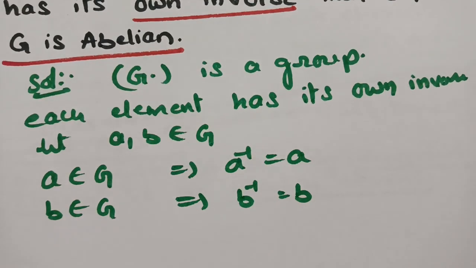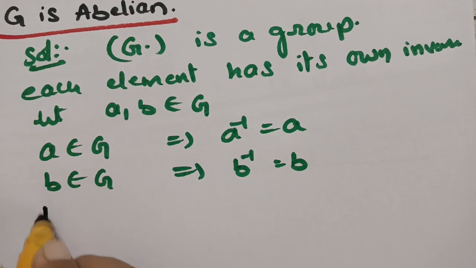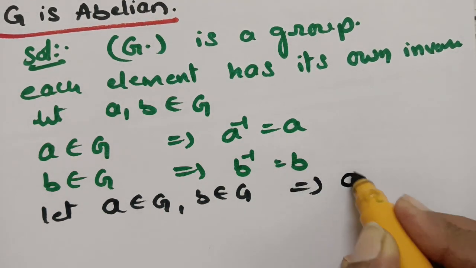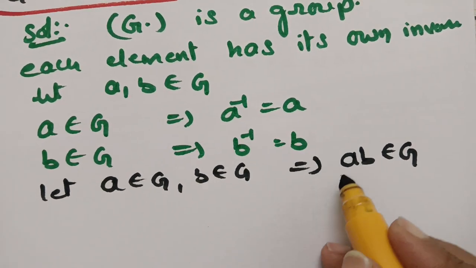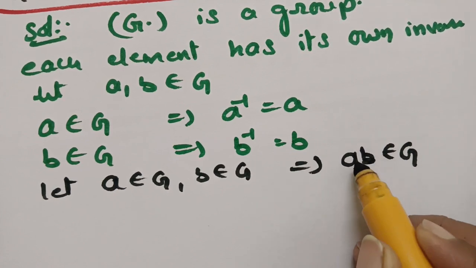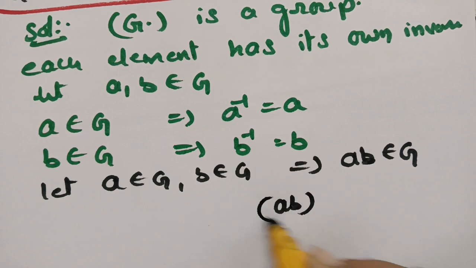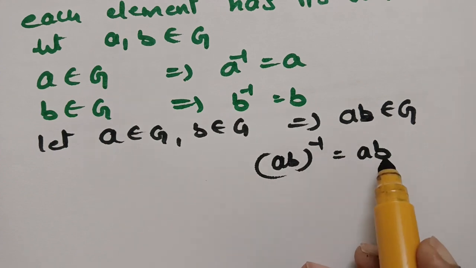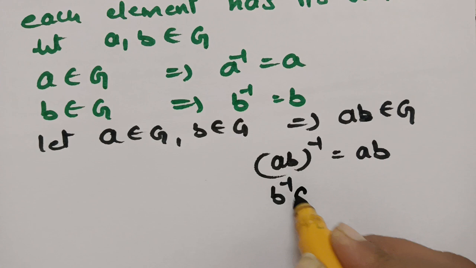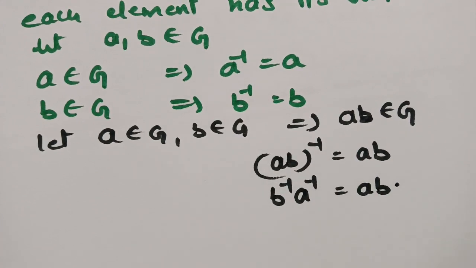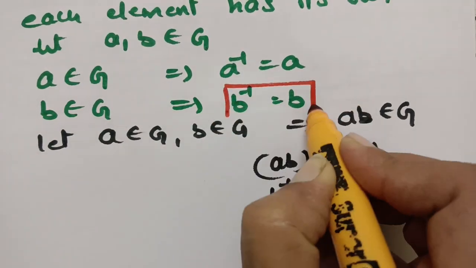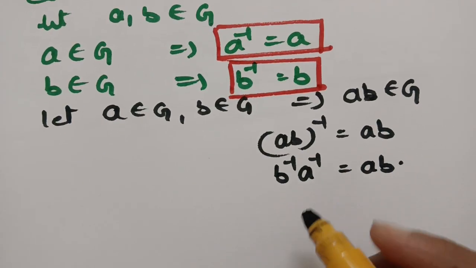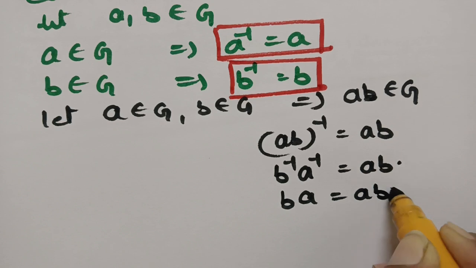Now we have to consider, see here, I am taking two elements. Let A belong to G and B belong to G, and according to the closure law, AB belongs to G. Every element has its inverse, and therefore AB whole inverse is again equal to AB. According to our question, every element has its own inverse. So AB whole inverse is nothing but B inverse into A inverse, which is equal to AB. Now I have shown that B has its own inverse and A has its own inverse. Therefore, in place of B inverse, I can write B, and in place of A inverse, I can write A, which is equal to AB.